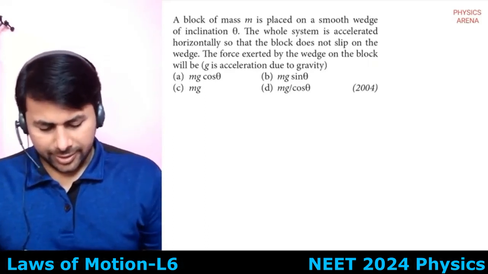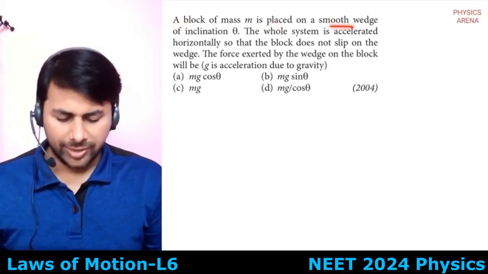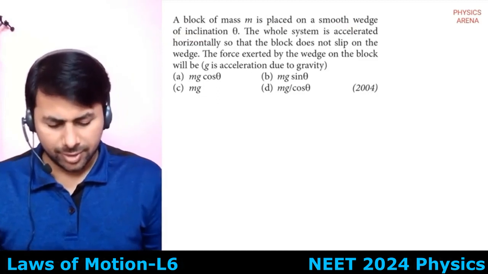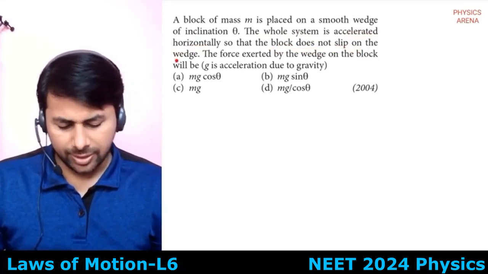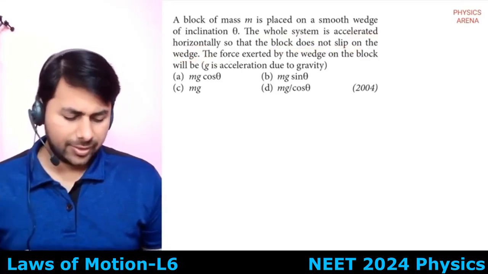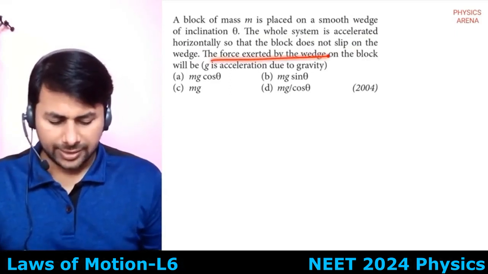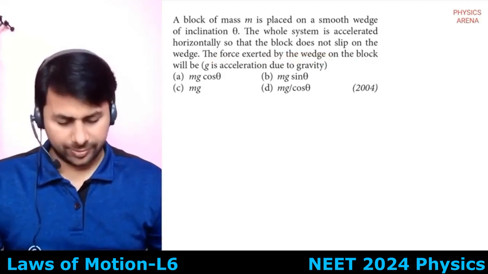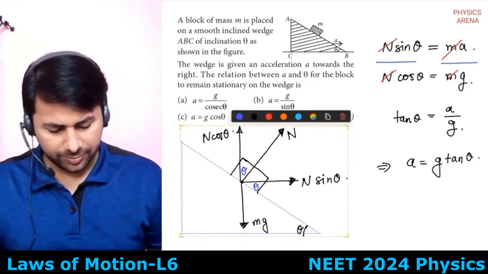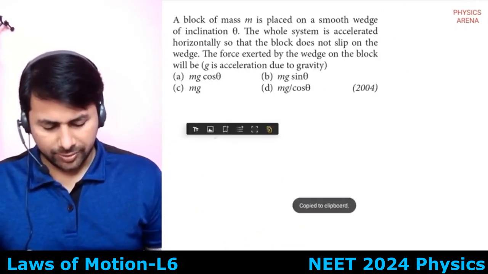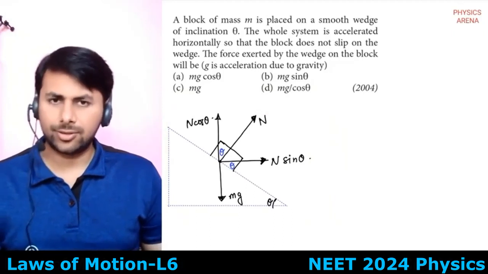So then let us see another question. A block of mass m is placed on a smooth wedge of inclination theta. The whole system is accelerated horizontally so that the block does not slip on the wedge. The force exerted by the wedge on the block will be, g is acceleration due to gravity. This is the same question actually, so I will just copy paste this diagram because they have not given any diagram, right? So see the question.